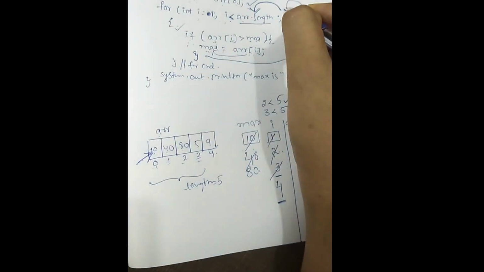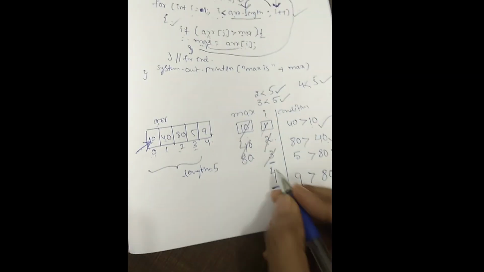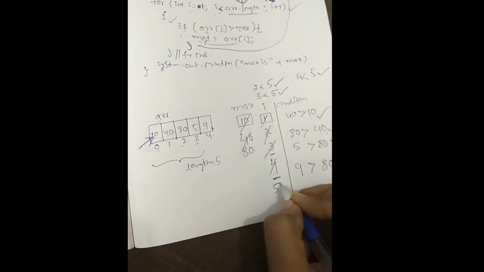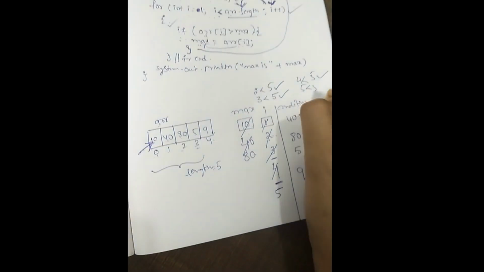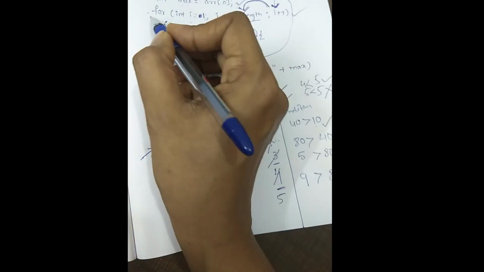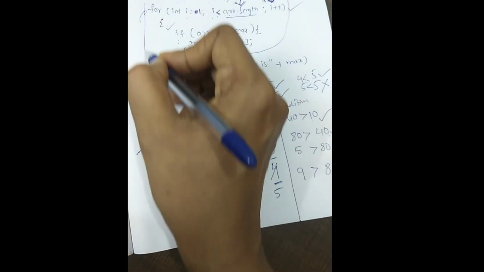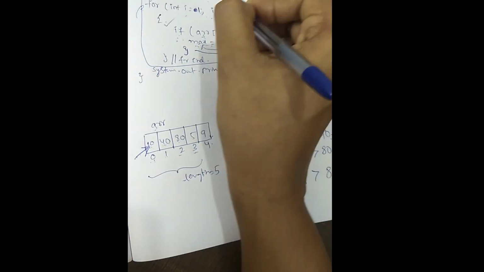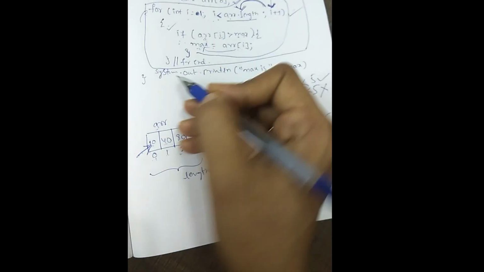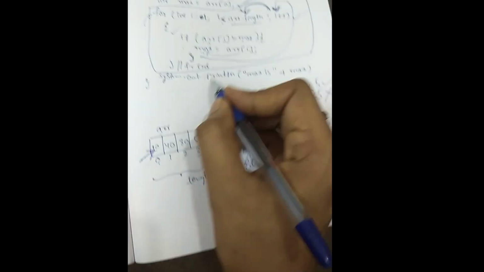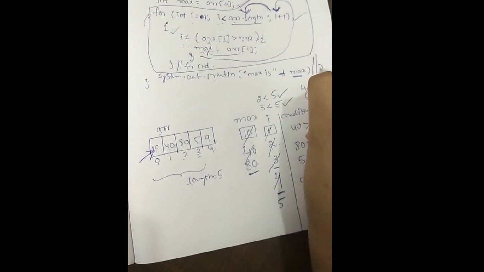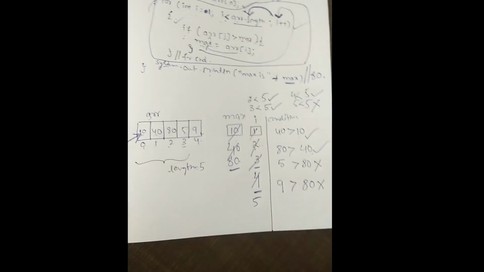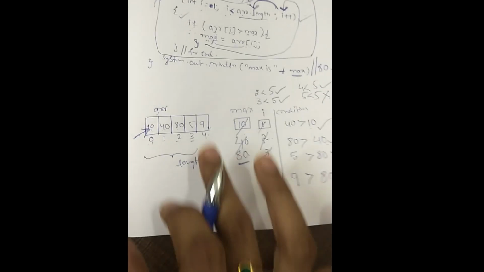Again i plus plus, 4 plus 1 is 5. Next, the condition is 5 less than 5. Condition not satisfied. So we are coming out from the entire for loop. And what is the last statement? We are just printing the max value. What is the max value? 80. This 80 is printed here. So this is how you have to understand the already existing code.